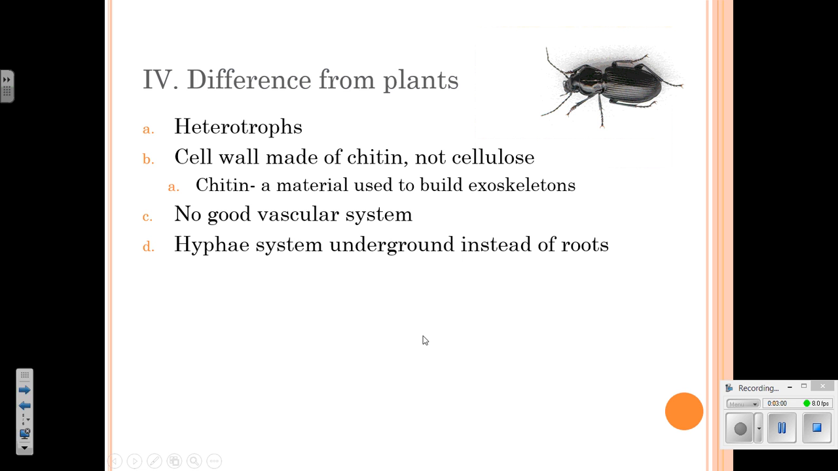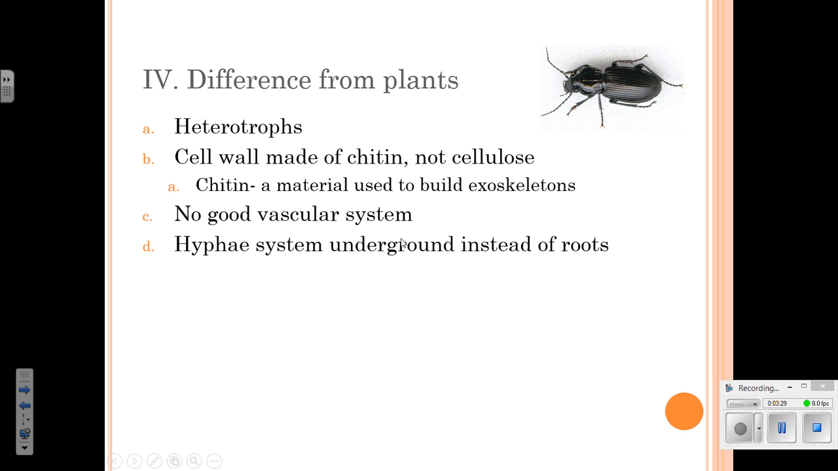So what makes them different from plants? They're heterotrophs. Plants are autotrophs. Also that cell wall, like we said, in a fungus, it's made of chitin, and in a plant, it's made of cellulose. So chitin is just a little bit different. It's a material that actually can build exoskeletons, like on this beetle up here. So it's just not quite as rigid as cellulose. They're a little bit more flexible, which is why fungi are kind of softer and squishier.